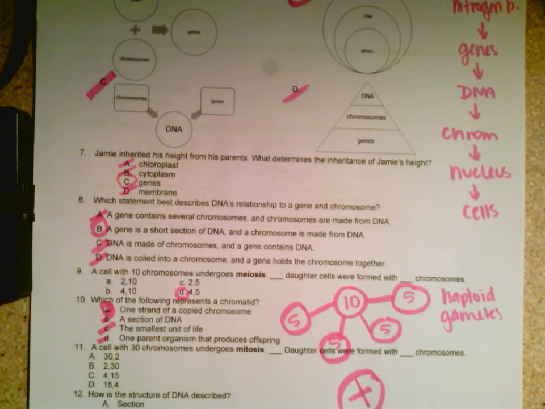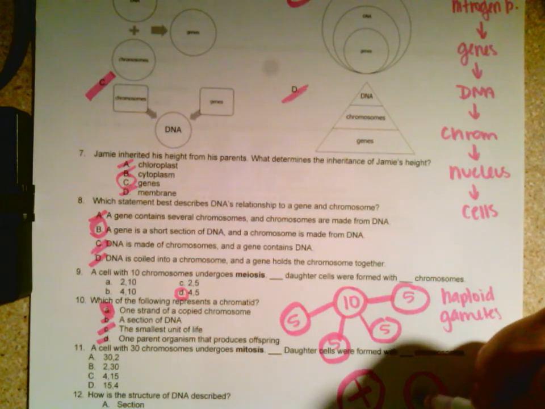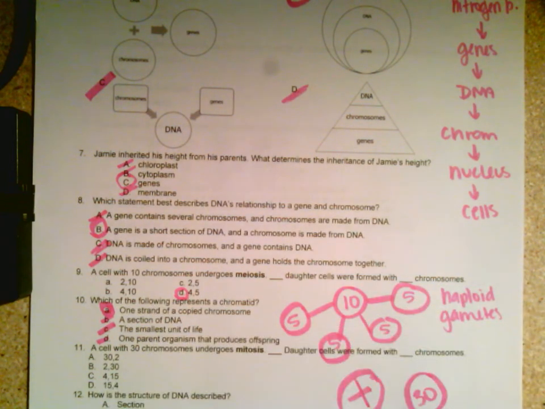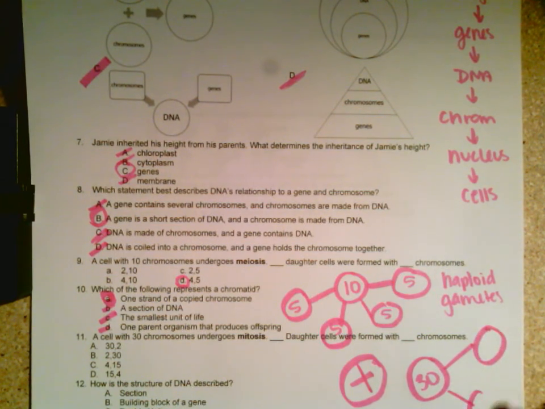Number 11, a cell with 30 chromosomes undergoes mitosis. How many daughter cells were formed with how many chromosomes? So once again, we start with a cell, and we're going through mitosis this time. It tells us that it has 30 chromosomes, and we're going to make 2 daughter cells through mitosis.